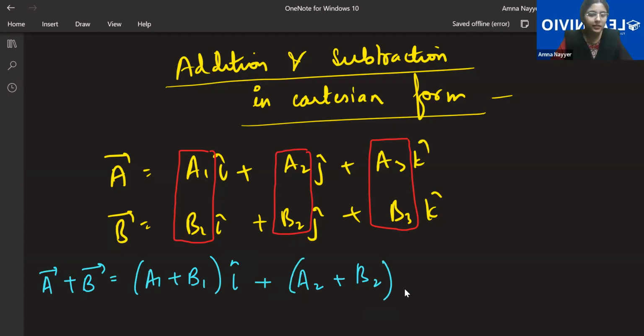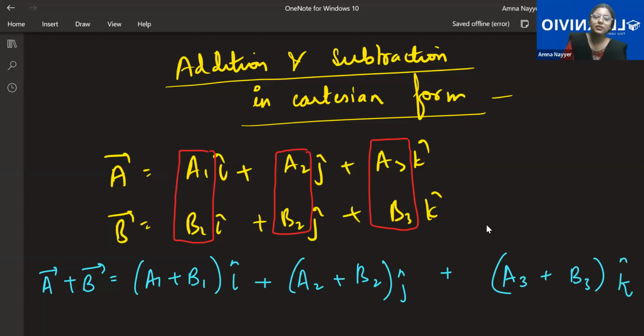Ma'am, does the I, J, and K cap have some value? No, no. Their magnitude is 1, but you just write it as it is to show its direction. Oh, they don't have a value. You just put it like I cap, J cap, K cap. It will just tell the direction. This component is situated along this axis, whether it's positive or negative. Plus A3 plus B3 K cap.